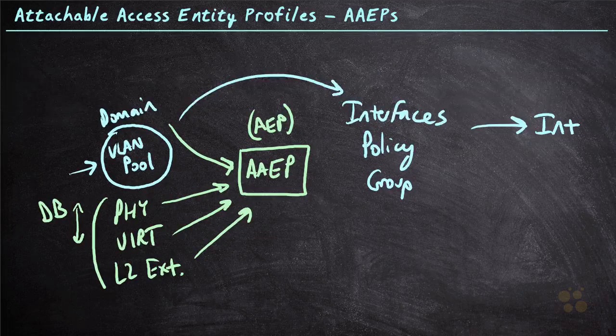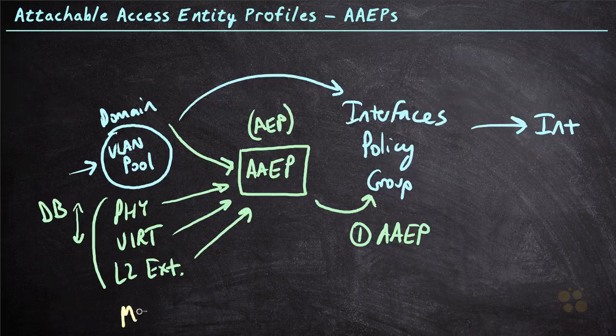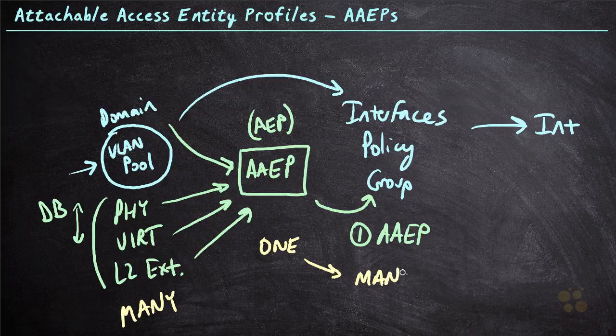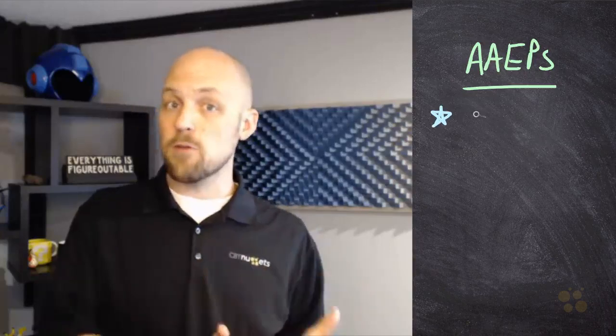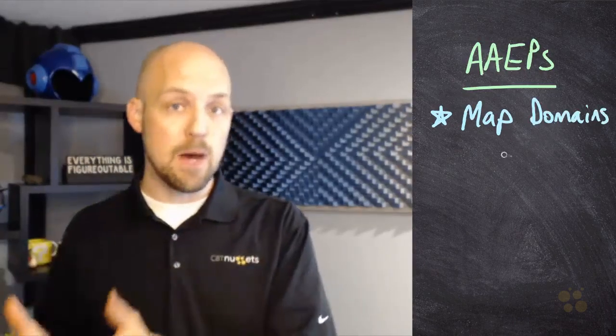Next, the AAEP is what is mapped to the interface policy group. And by the way, the interface policy group can only have a single access entity profile. So we can attach many domains to one AAEP, and that one AAEP can get mapped to many interface policy groups. But again, as we already mentioned, still only one AAEP per interface policy group. The Attachable Access Entity Profile is how we bind a set of domains to a specific interface policy group.